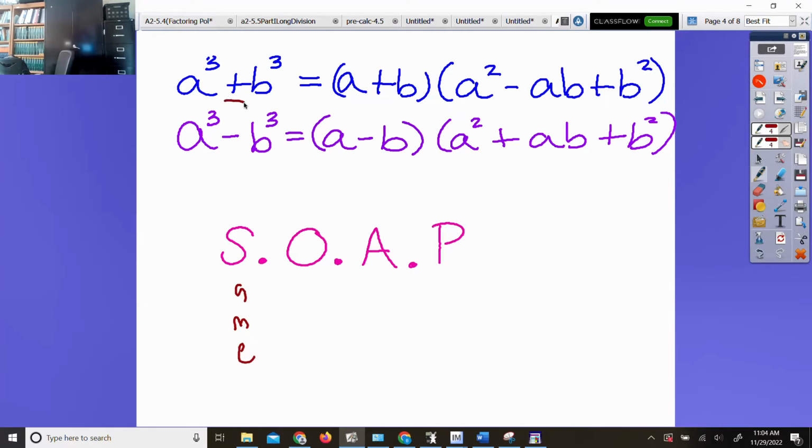If I see plus, I start with plus. If I see minus, I start with a minus. The O stands for opposite. If I see plus, guess what the next sign is? A minus. If I see minus, what's the second sign? Plus, opposite. And the A and the P stand for always positive.